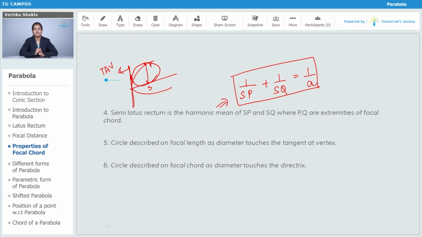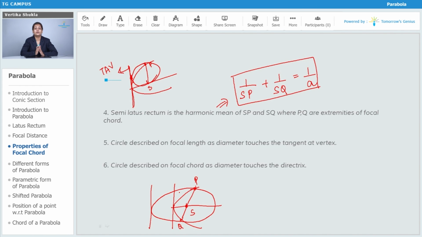Coming to the sixth point, it says that the circle described on the focal chord as diameter. Now in this case, you have to take the whole focal chord as diameter. So suppose this is your focal chord, this is your S point, and these two are the extremities of your focal chord, which are P and Q. And this is, suppose, your directrix. Then it is saying that if you take this as the diameter and draw a circle, this is suppose the circle that you draw, then it will touch the directrix. That means the directrix becomes the tangent to this circle.